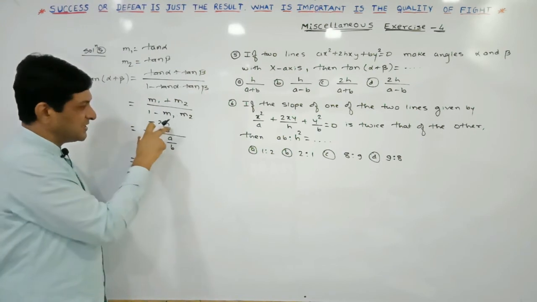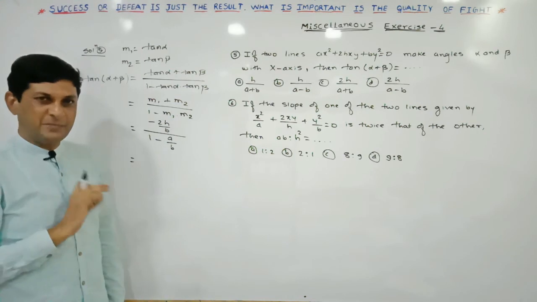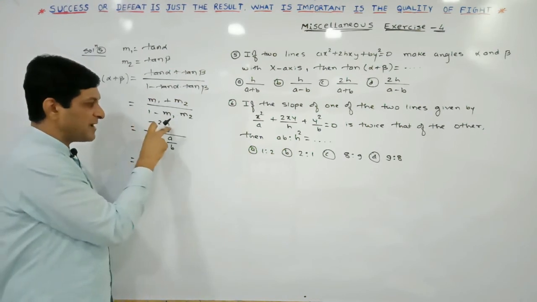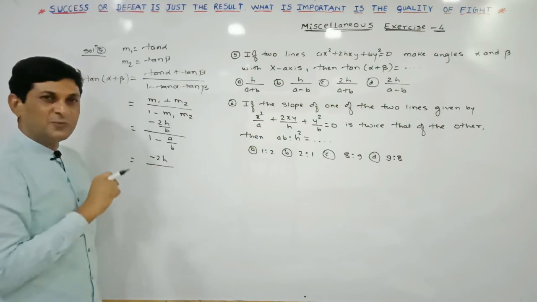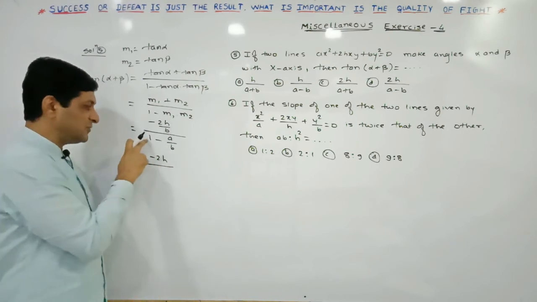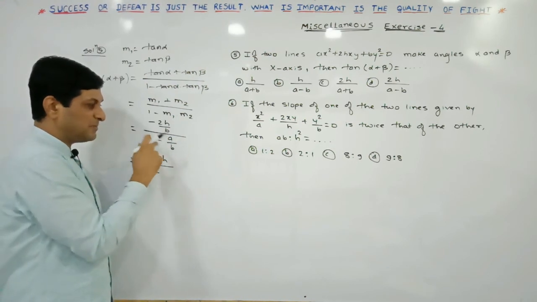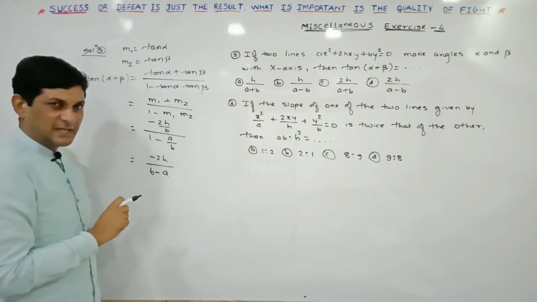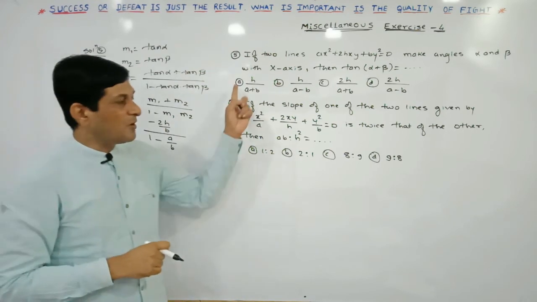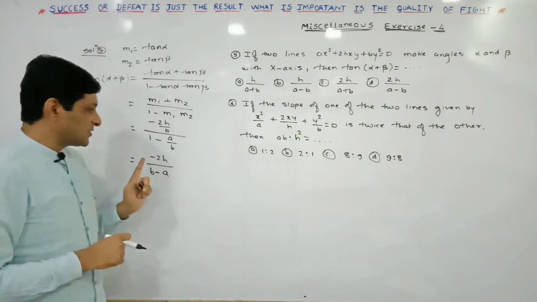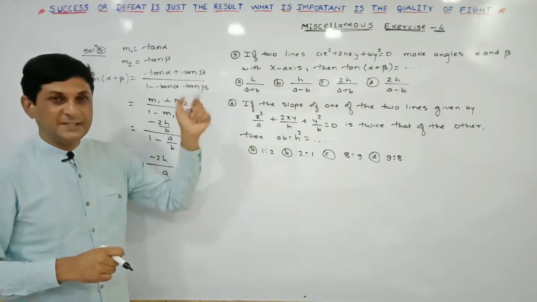So if you observe here, to eliminate b, we multiply the numerator and denominator by b. If I multiply the numerator by b, b will get cancelled, so we will get minus 2h. In the same way, if we multiply the denominator by b, we get b minus, and multiplying the second term by b, b will get cancelled and we get a. So this is the value of tan(alpha plus beta). But if you observe, minus 2h does not appear in any option.